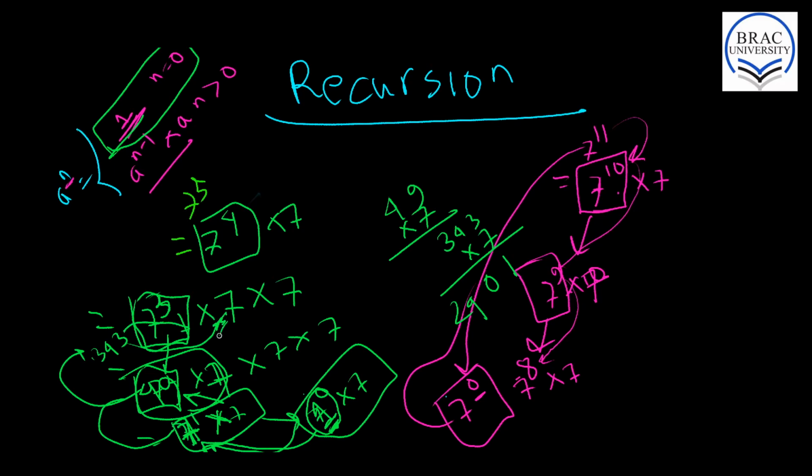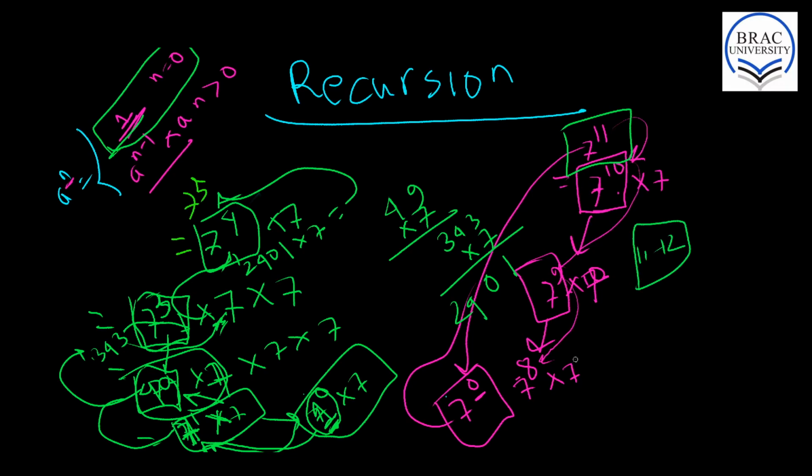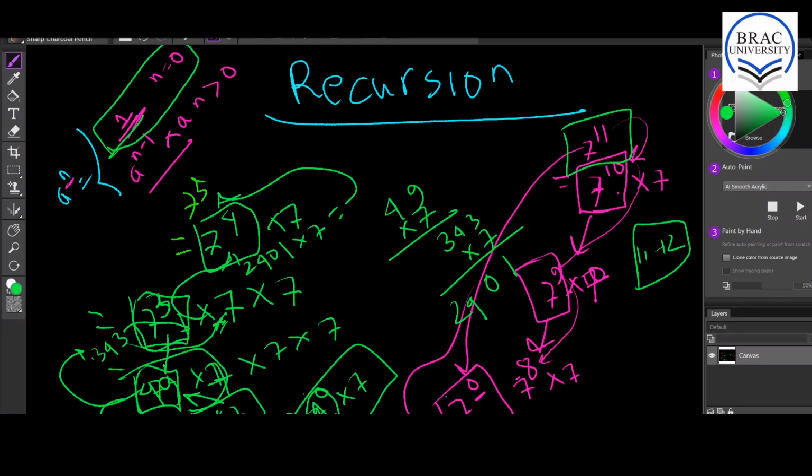Then we multiply it with 7, and then we return the value of 7 to the power 4, which is 2401 into 7, and then we return this value to 7 to the power 5. So finally we get 7 to the power 5. So we took 5 steps to go there, and if we want to calculate 7 to the power 11, we need almost 11 to 12 steps to calculate this.